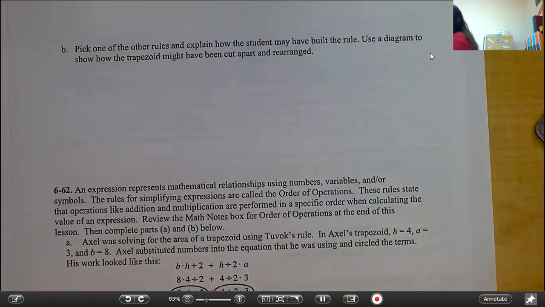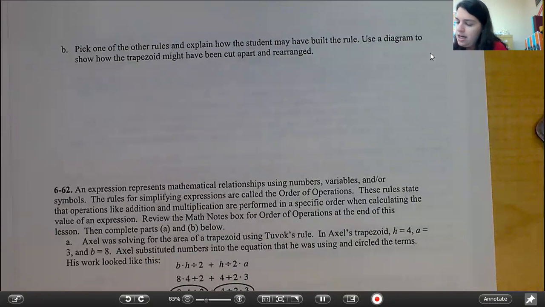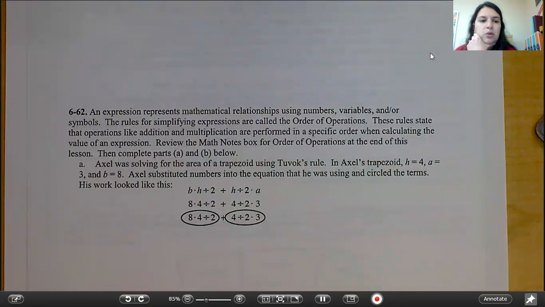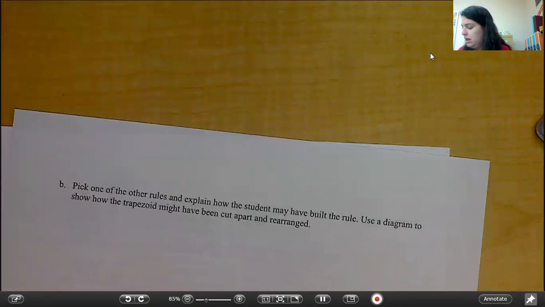Okay, 6-21. An expression represents a mathematical relationship using numbers, variables, and/or symbols. The rules for simplifying expressions are called order of operations. These rules state that operations like addition and multiplication are performed in a specific order when calculating the value of an expression. Review the math notes box for order of operations at the end of this lesson, then complete parts A and B below. So take a look at your math notes section.